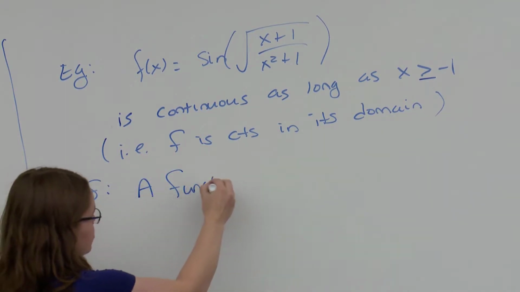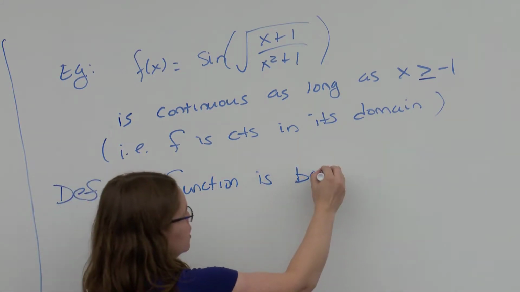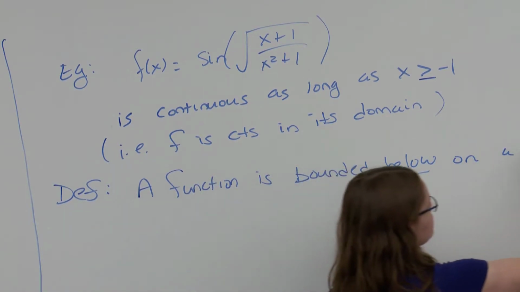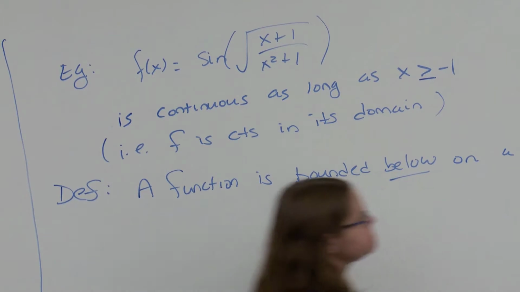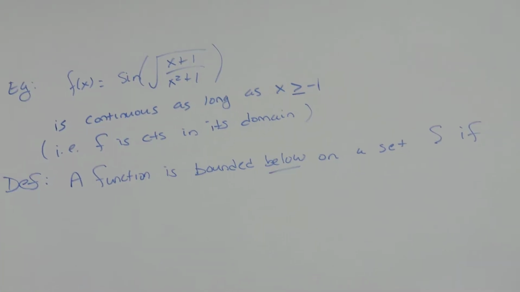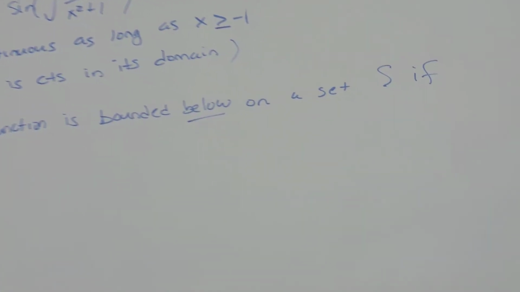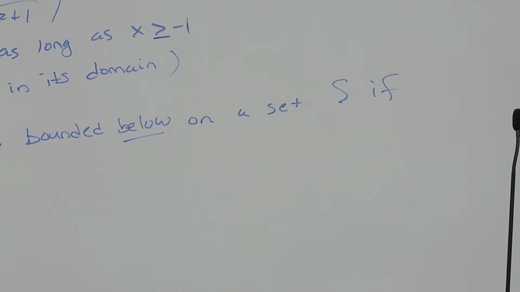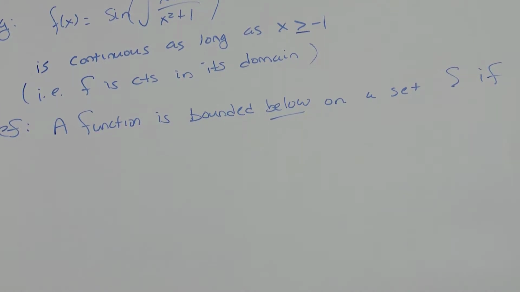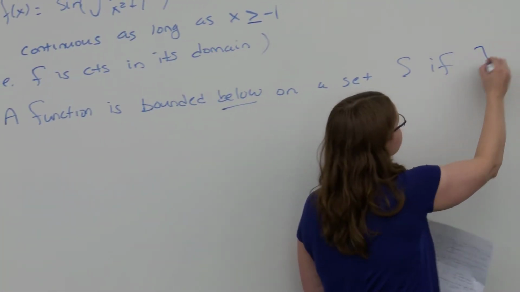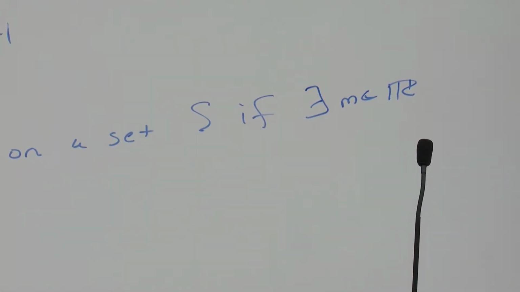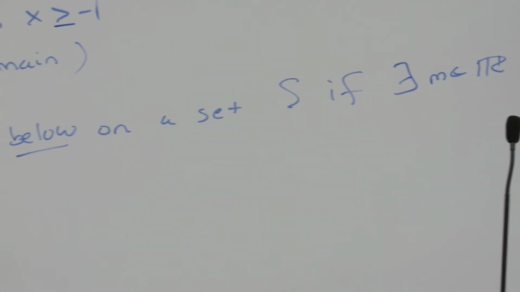A function is bounded below on a set S if... okay, so to say that something is bounded below is going to be very similar to when we were talking about sets being bounded. It just means there's some number down here, wherever it is, such that the function never dips below this number. So if there exists some m such that f of x is always bigger than or equal to m.